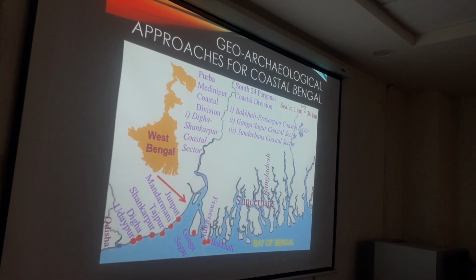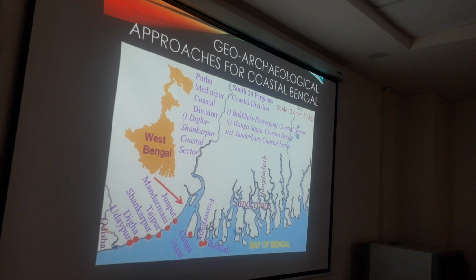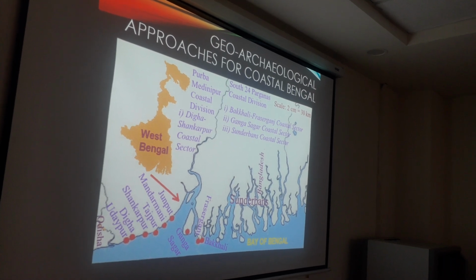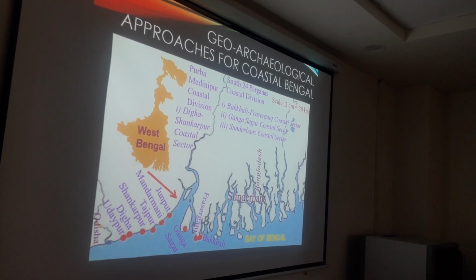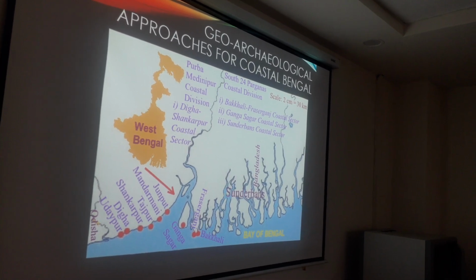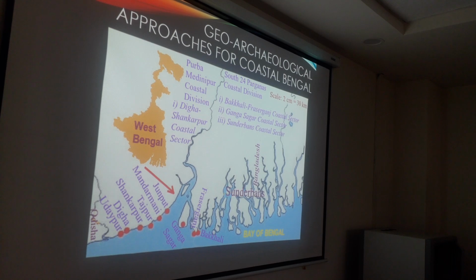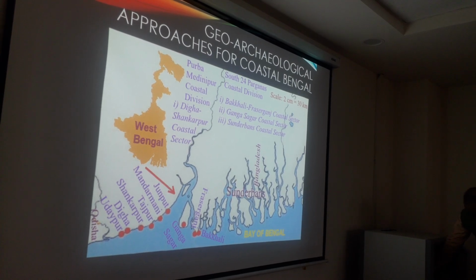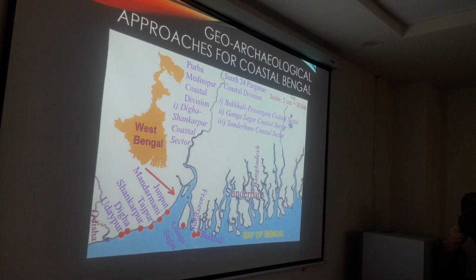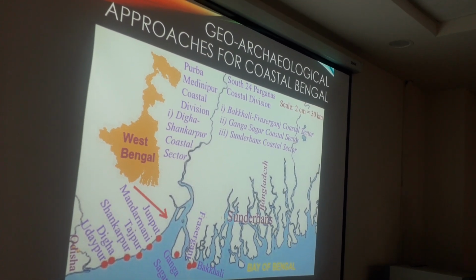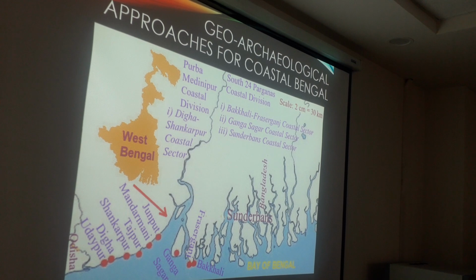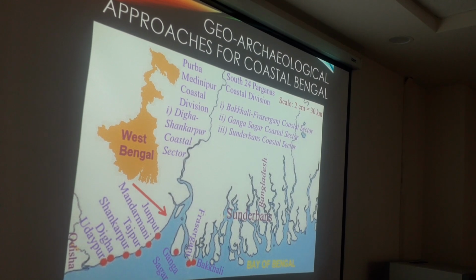And again, these are the two districts of the coastal plain, that is the Midnapur district and 24 Parganas, and Purba Midnapur, or the eastern part of the Midnapur district, the coastal division, and here you can see the Dikha Shampur coastal sector. So these are the delta region, and the lower part, as you know, is a creek region, a tidal creek region, with swamp marshes and full of mud floods.